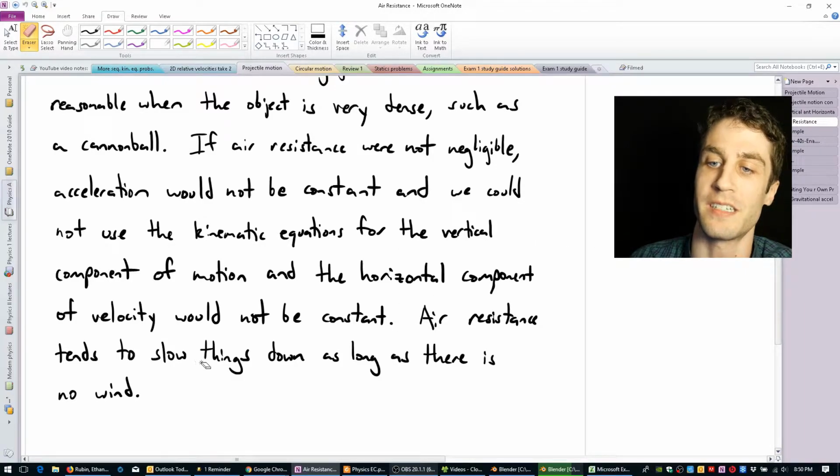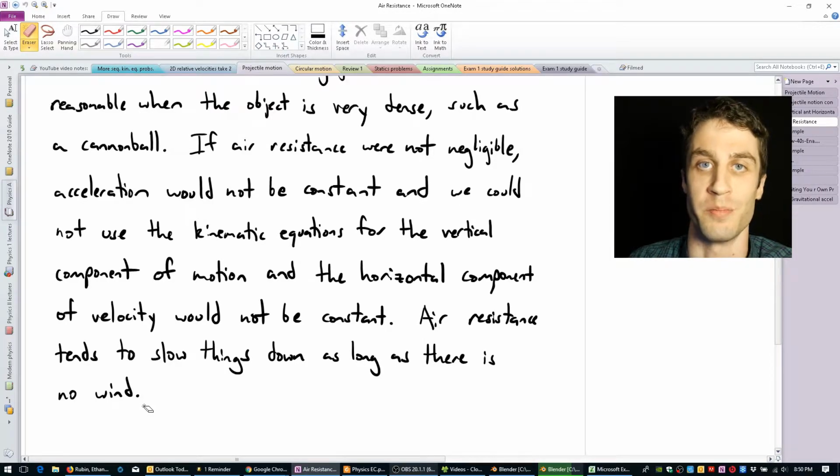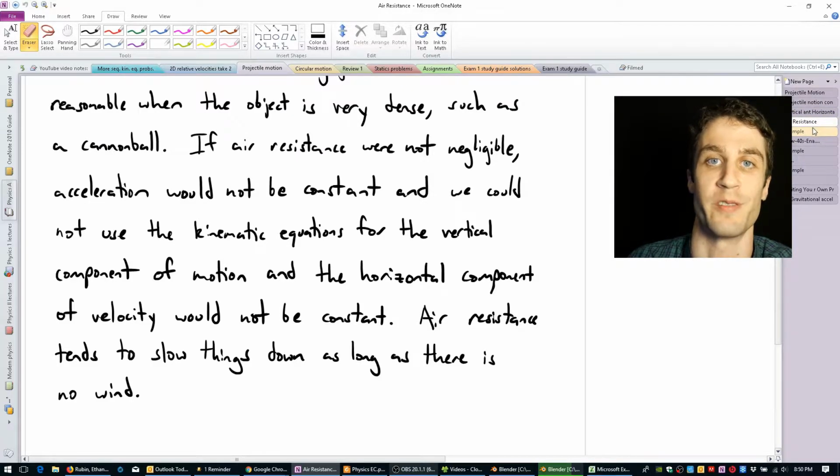So air resistance tends to slow things down as long as there is no wind. Basically, the objects tend to get carried along with the wind or air, and so if the air isn't moving, then the objects will tend to stop relative to the air, which is not moving relative to the ground. Okay, so it slows things down.